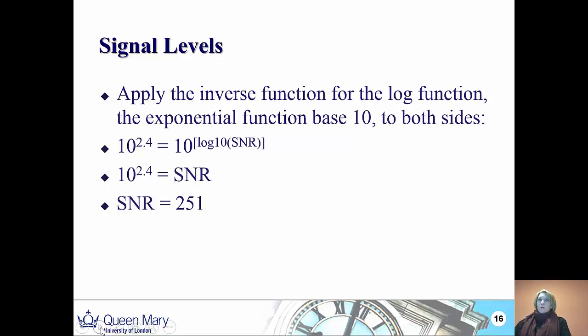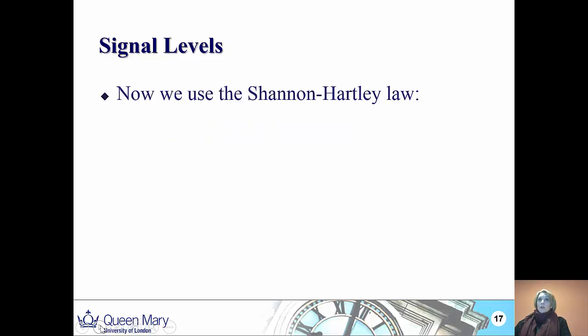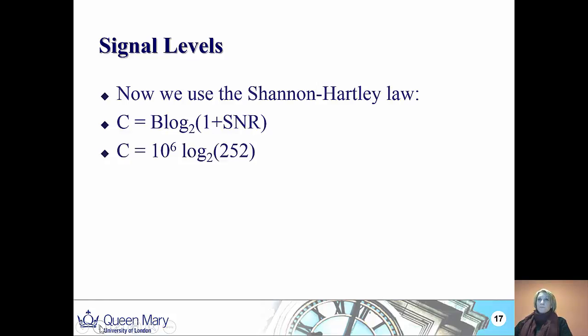Okay, so we take our 251 of our signal to noise ratio and we apply that to our Shannon-Hartley law. Okay, plug those numbers in, so we have our channel capacity in relation to our bandwidth and our signal to noise ratio. 1 plus our 251, 252, and we calculate that through and we find that our channel capacity is 8 megabits per second.